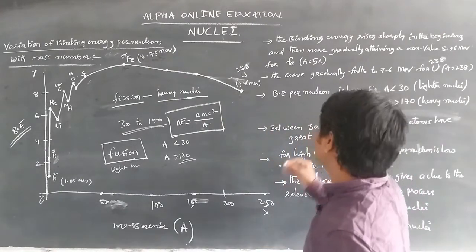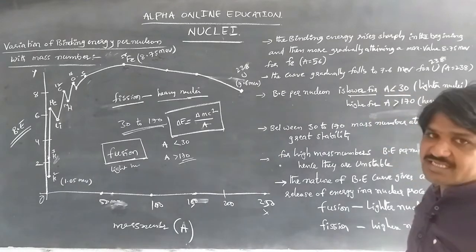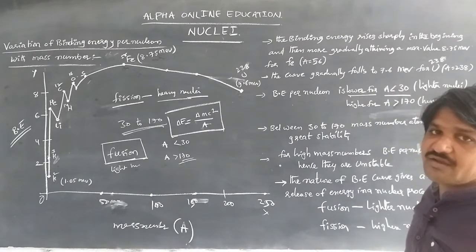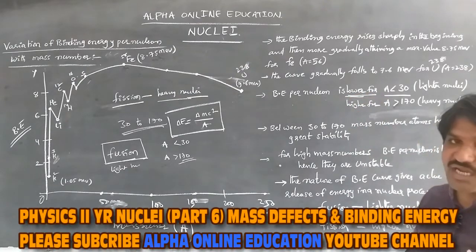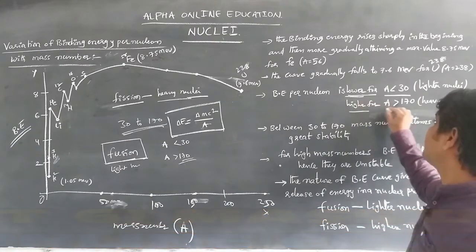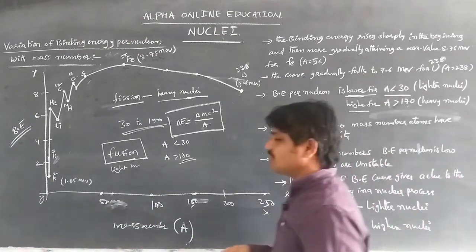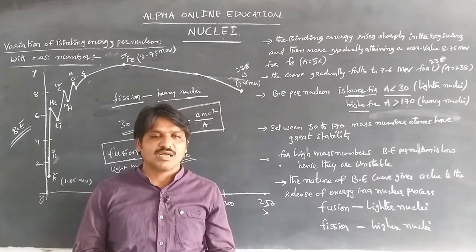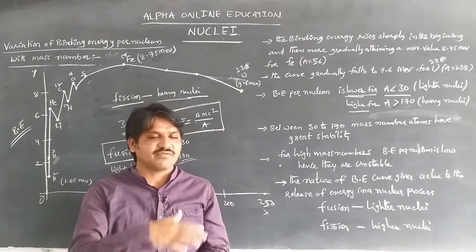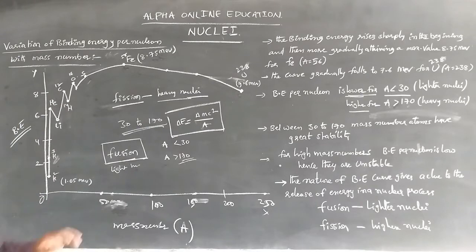So we can say the binding energy per nucleon is low for atoms with A less than 30, and also low above 170. The nuclei between 30 and 170 atomic mass number are more stable compared with their neighbors. This is the variation of binding energy per nucleon with mass number.